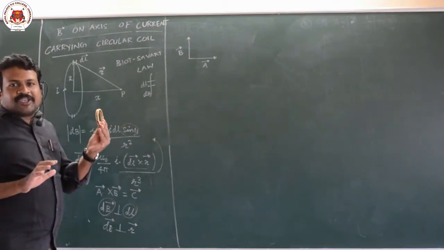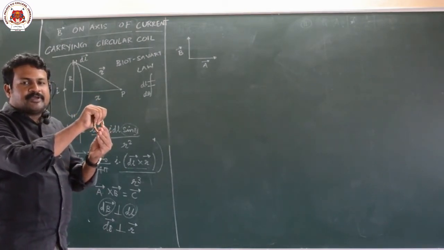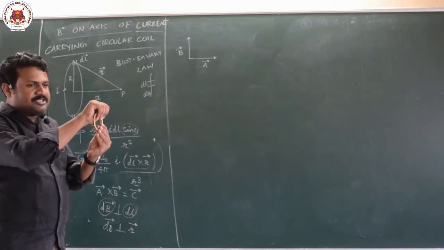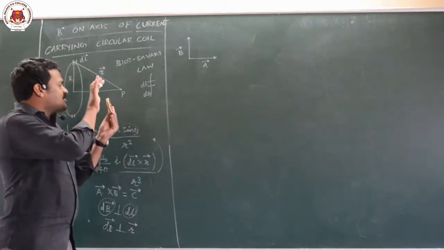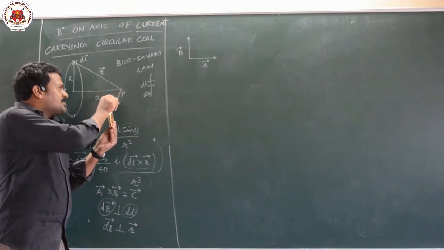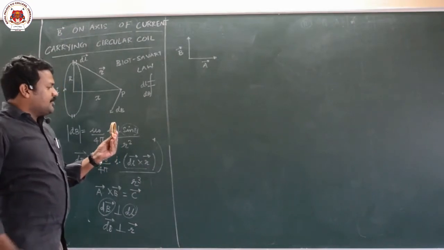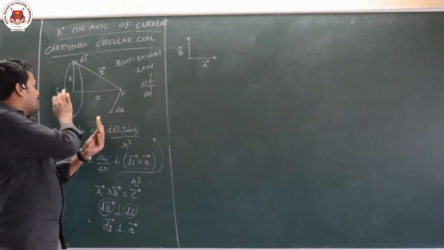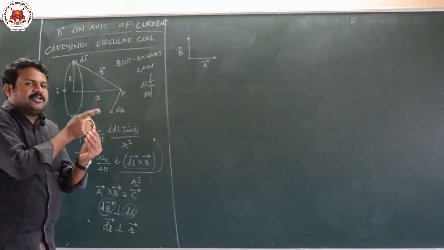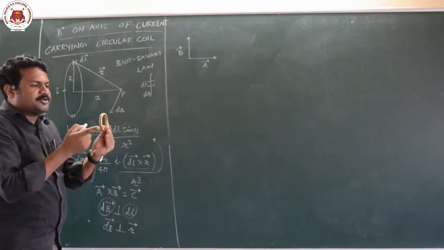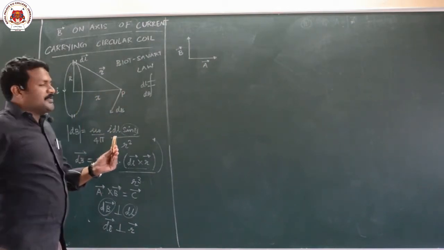So how to find the direction of magnetic field? By using the right hand thumb rule or right hand palm rule. You have to hold the wire in such a way that this is the direction of DL, and then curl your fingers like this and stop at P. This is the direction of magnetic field. This is the direction of dB. So this is dl. Let us assume current is flowing like this. Current is coming out and entering in like this. This is the coil. This is dl. Hold the wire. This is the direction of magnetic field.